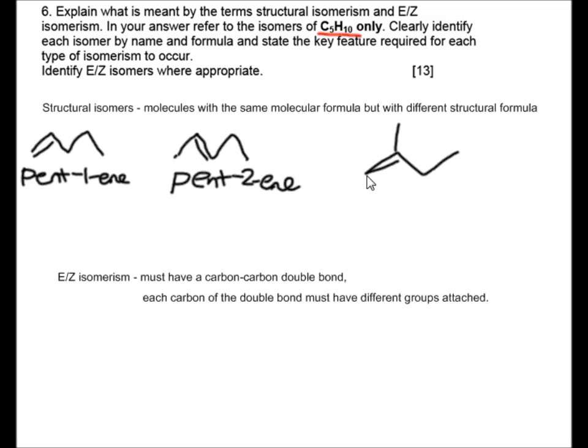Now, as you can see, the longest carbon chain is 1, 2, 3, 4. So it's butene. The double bond is on the first carbon, so it would be but-1-ene. And there's a methyl group attached to the second carbon, so it would be 2-methylbut-1-ene. And as you can see, all of these isomers are structural isomers of C5H10.